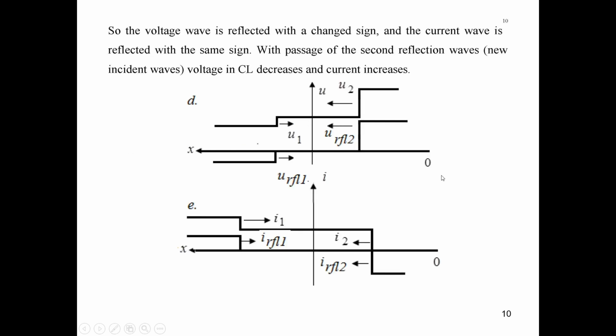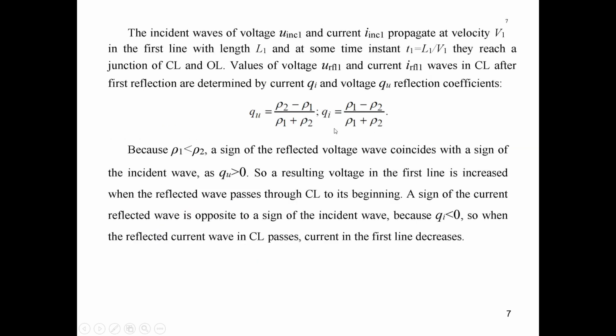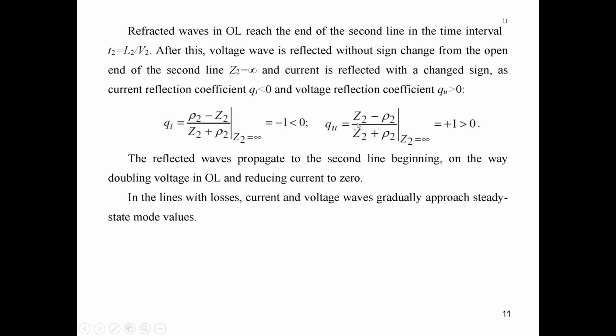And let's write down the coefficient for current: it will be ρ2 minus ρ1 over ρ1 plus ρ2, where ρ1 is equal to Z2 and ρ2 is equal to Z2. It will be Z2 minus ρ2 over Z2 plus ρ2. And when Z2 tends to infinity, these summands may be neglected, and we will have Z2 over Z2 equal to plus 1, greater than 0.